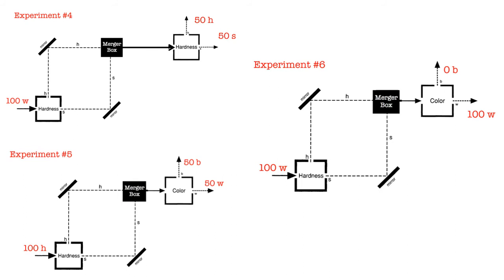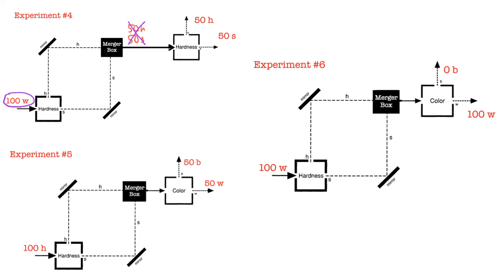We had introduced this mixed state explanation for experiment 4, where we shoot in 100 white electrons, half of them take the H branch, half of them take the S branch, they recombine, and at the exit of the interferometer we have 50 H and 50 S. So of course, those 50 hard electrons are going to exit the hard port, and the 50 soft electrons are going to exit the soft port. Seems sensible, unfortunately incorrect.